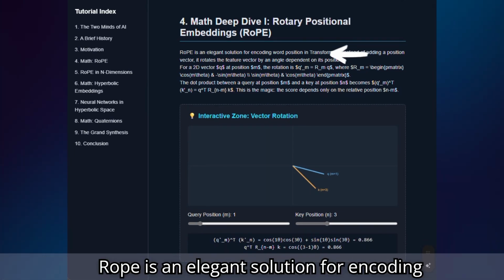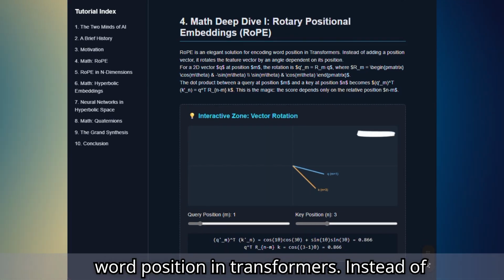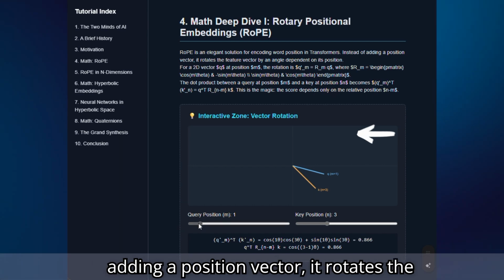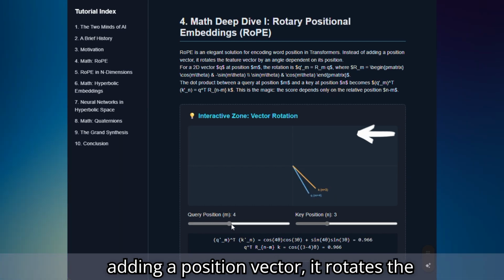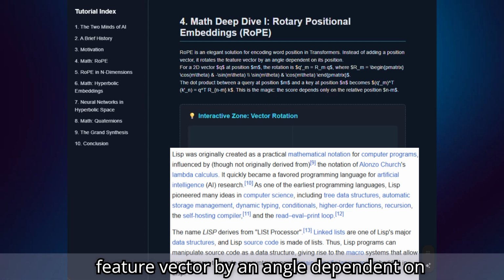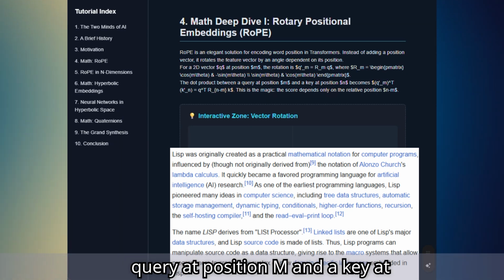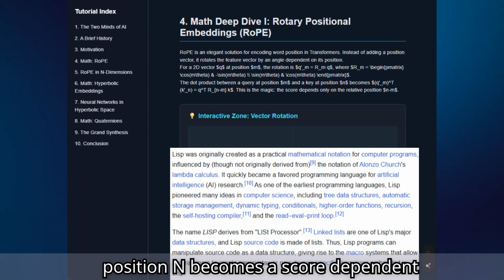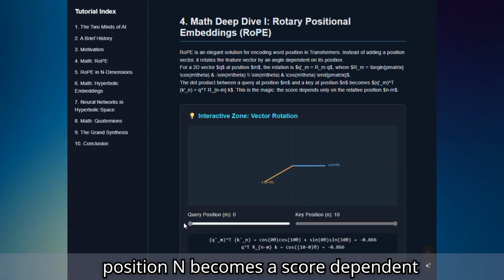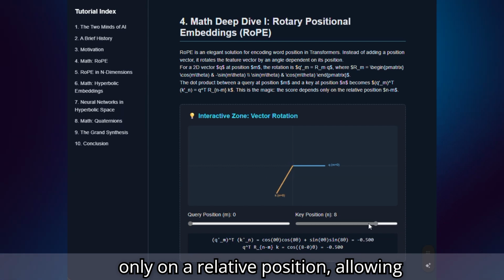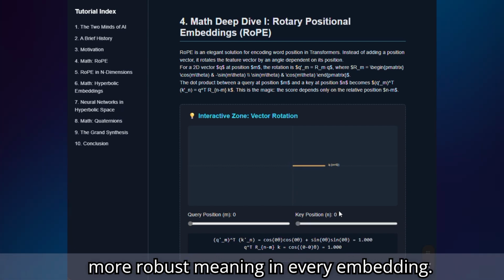RoPE is an elegant solution for encoding word position in transformers. Instead of adding a position vector, it rotates the feature vector by an angle dependent on its position. The dot product between a query at position M and a key at position N becomes a score dependent only on the relative position, allowing more robust meaning in every embedding.